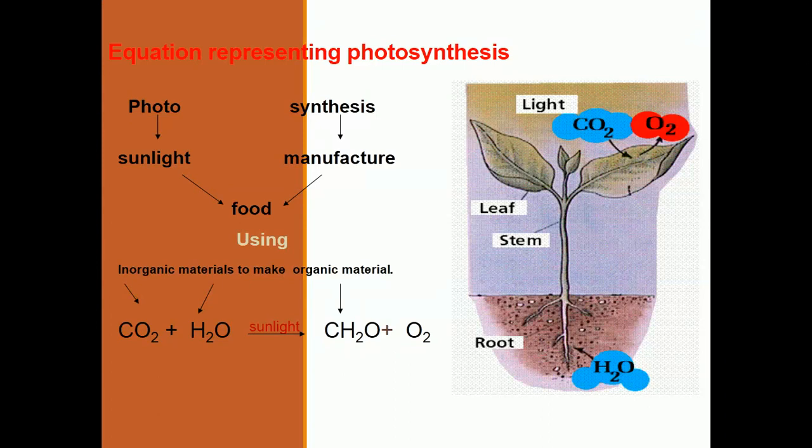Now this is an image. You can see water that is in the soil. The water goes into the plant through the roots, and then the carbon dioxide enters the leaves through a tiny hole known as stomata, and at the end of photosynthesis, oxygen is taken out of the leaves also through this hole called stomata.